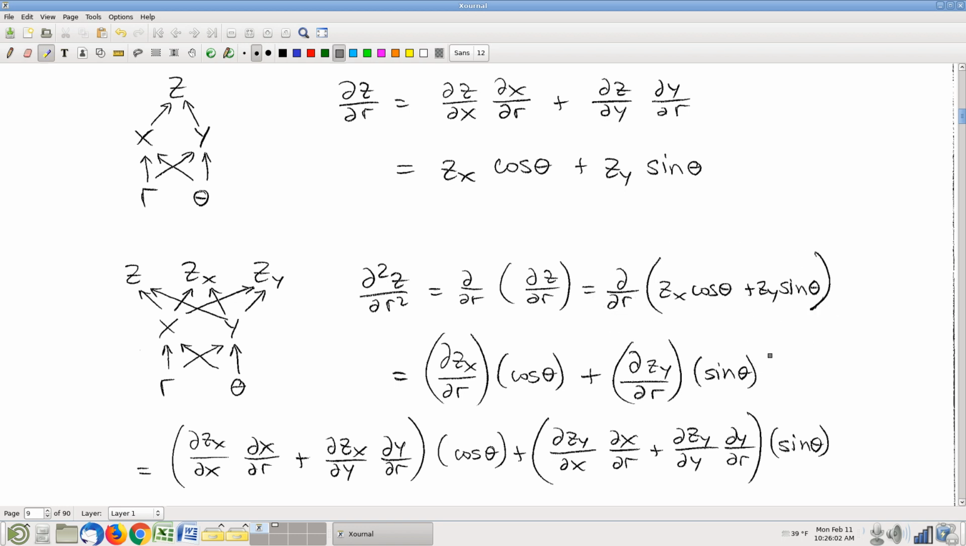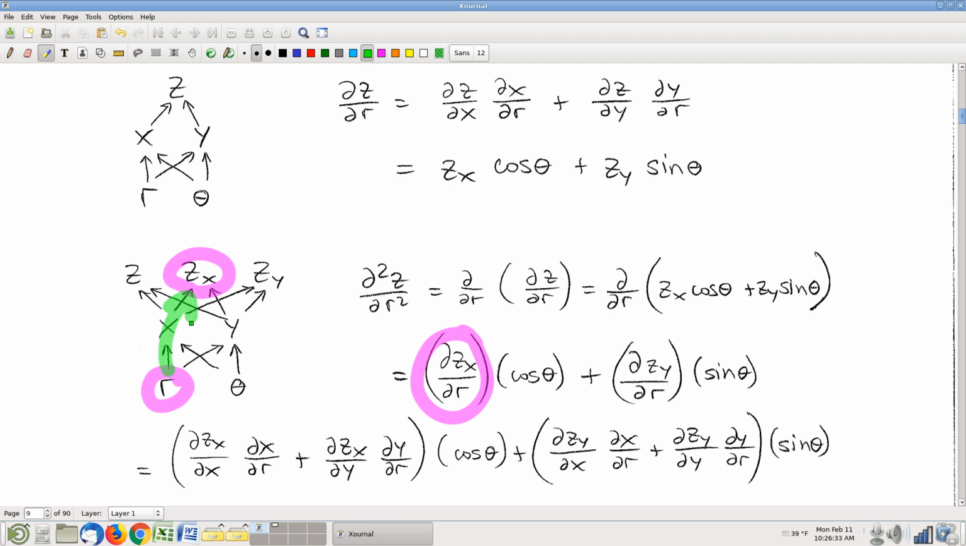Okay. Here's where it gets interesting, though. What do we do about this? Partial of z_x with respect to r. And again, here's where you're going to find that temptation to just write z_xr or partial z_x, partial z with respect to x with respect to r or something like that, which again is really hard to make sense out of. But look at the diagram. There's z_x. There's r. The diagram tells you exactly what to do.